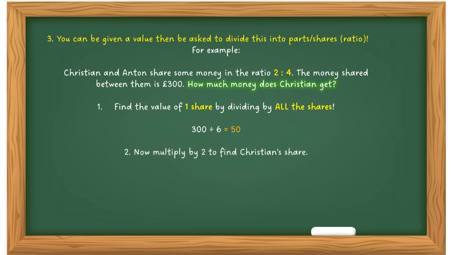Now you multiply by 2 to find Christian's share, or you can multiply by 4 if you want to find out Anton's share. So 50 times 2 is 100, therefore Christian's share is 100, which also means that Anton, at a ratio of 2 to 4, must get £200.